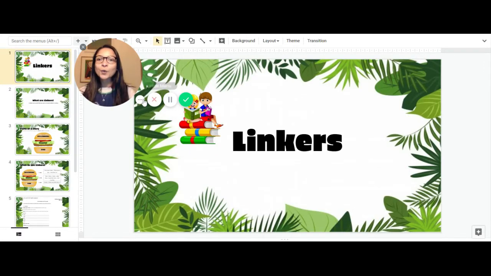Okay, today we are going to finish our retelling. We are going to work on step number 4 today. And to work on step number 4, we are going to start using linkers, as you can see here.